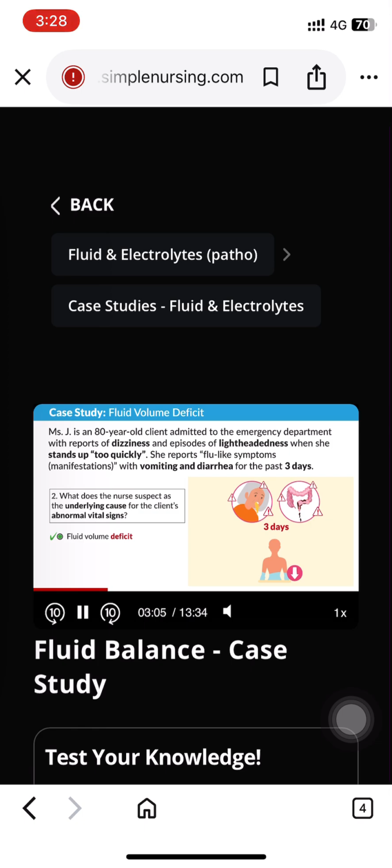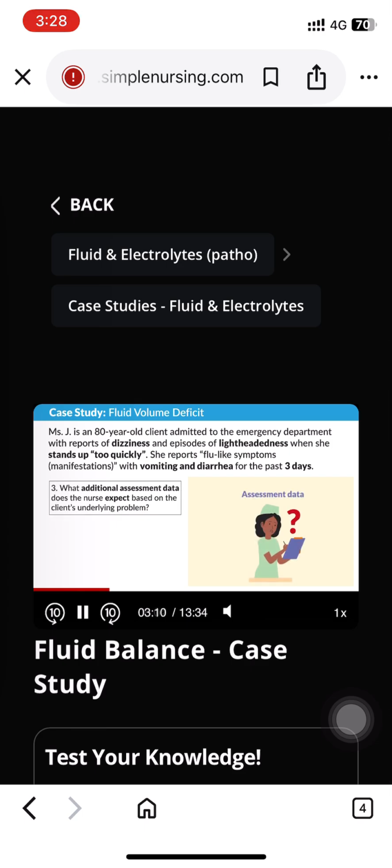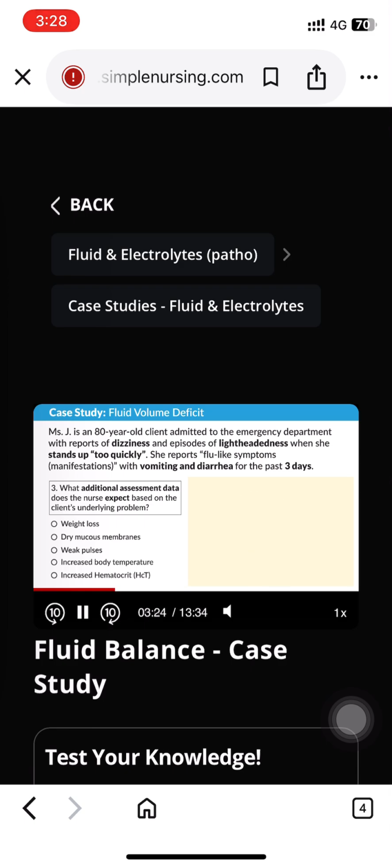This client obviously would have fluid volume deficit, so we'd expect that low blood pressure from that low fluid volume. Okay, moving on to question 3. What additional assessment data does the nurse expect based on the client's underlying problem? So once again, pause the screen and give yourself about 60 seconds to answer this question. All right, let's break this down. So before answering, always think about the patho behind the manifestations or signs and symptoms.